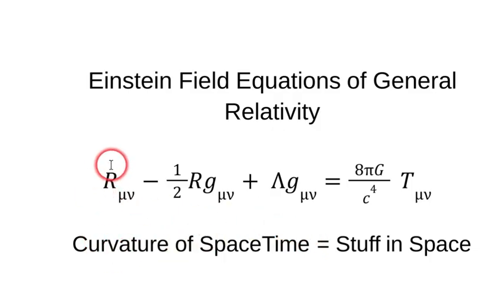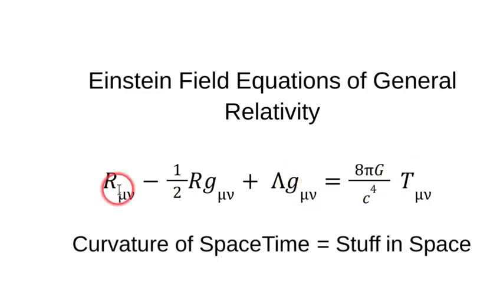So what we have here is these are tensors, this one, this one, this one, and this one. This is called the Ricci tensor, Ricci scalar, the metric tensor, the cosmological constant. This is the dark matter, the thingy here, which is unbelievable to me. Once again, the metric tensor.